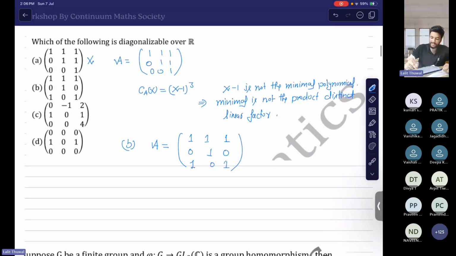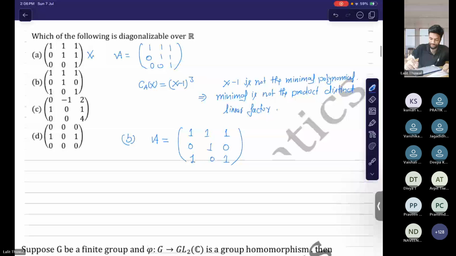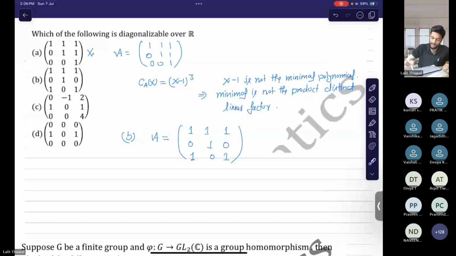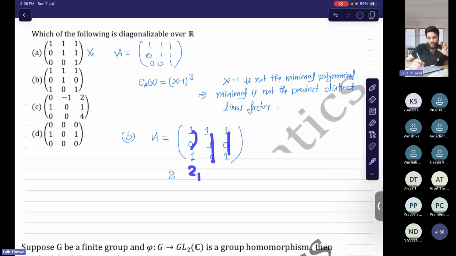So what are its eigenvalues? One eigenvalue is 2, and what are the other two eigenvalues? Why is 2 an eigenvalue? Because of the matrix's row sums, or column sums. If you add the columns, 1 plus 1 is 2, this is 2, this is 2. So the matrix must have 2 as an eigenvalue. This you know, I think, right?